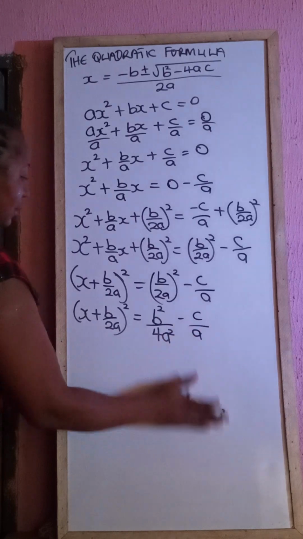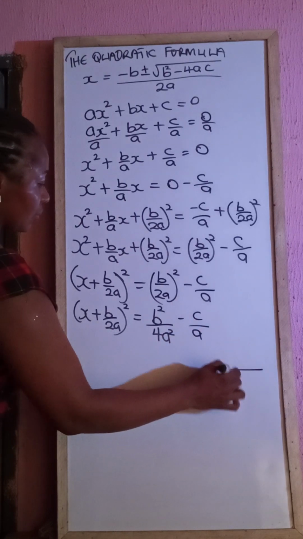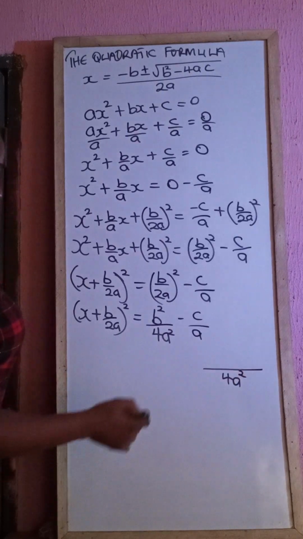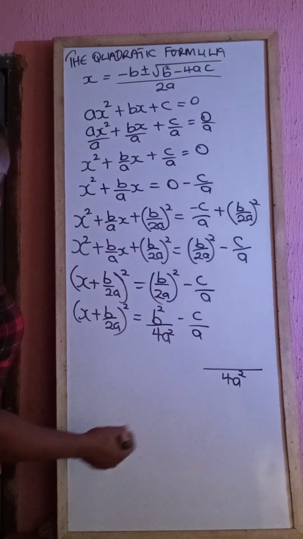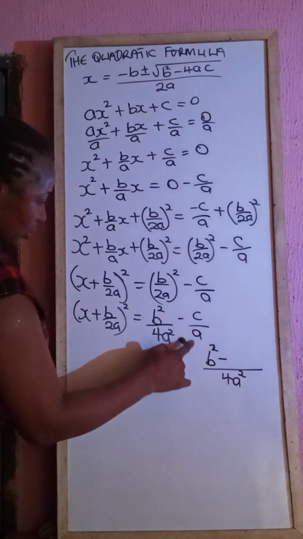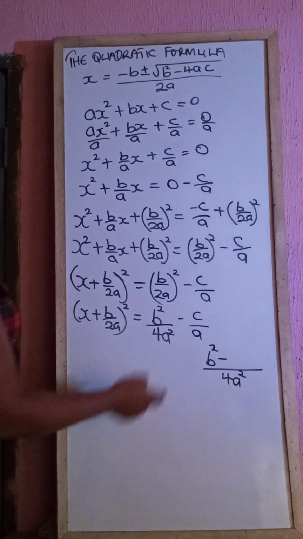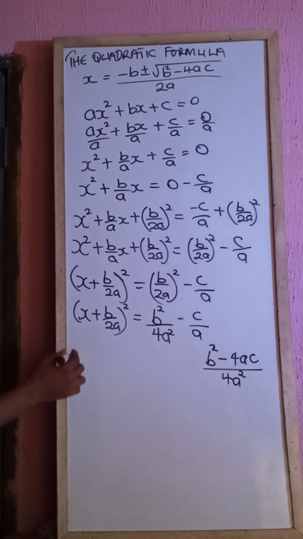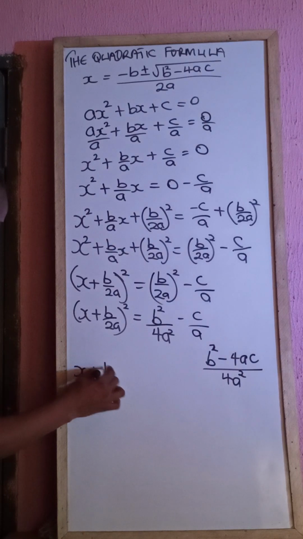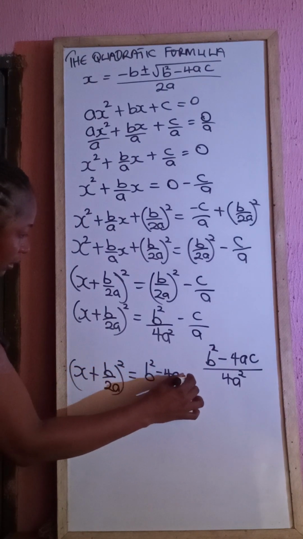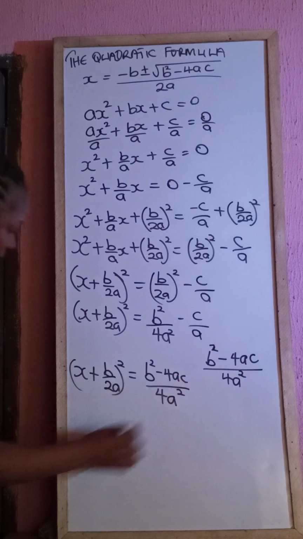Now, we can use the LCM. The LCM here is 4a squared. When 4a squared divides 4a squared, we have 1. 1 times b squared is b squared. Minus, when a divides 4a squared, you have 4a left. 4a times c will give us 4ac. So what we now have here is that x plus b over 2a all squared is equal to b squared minus 4ac over 4a squared.